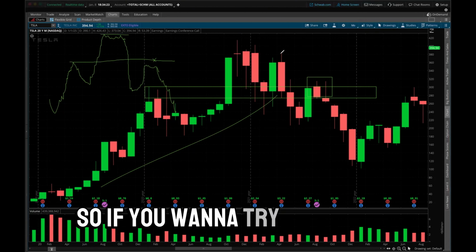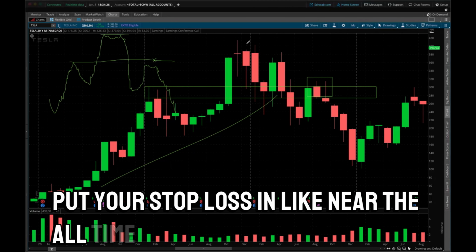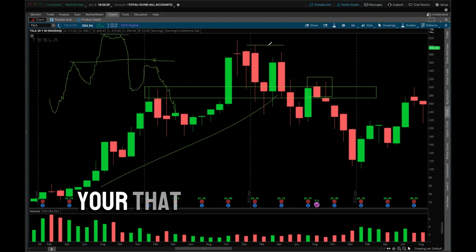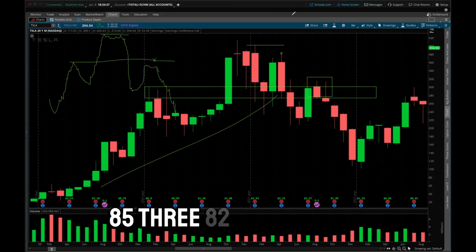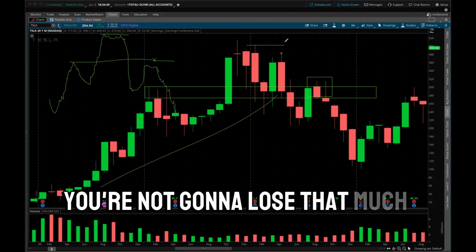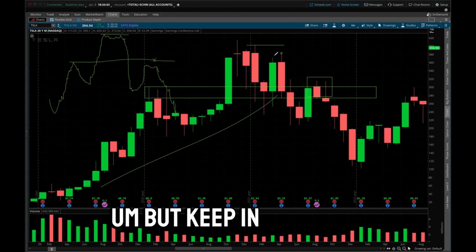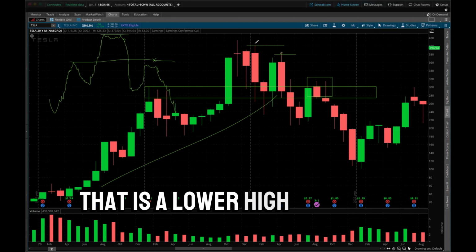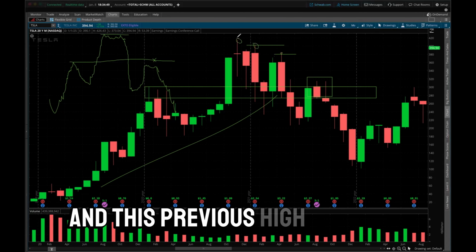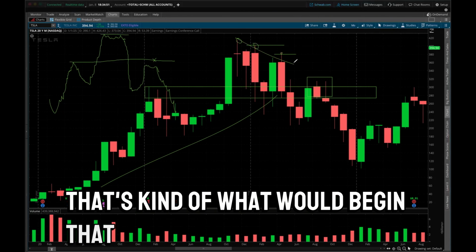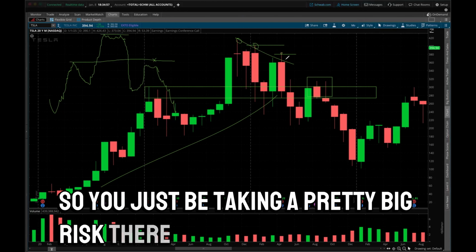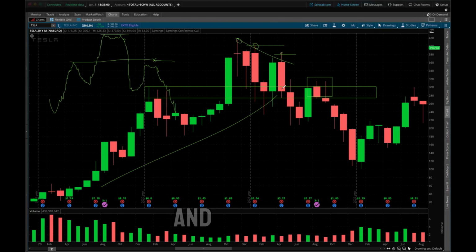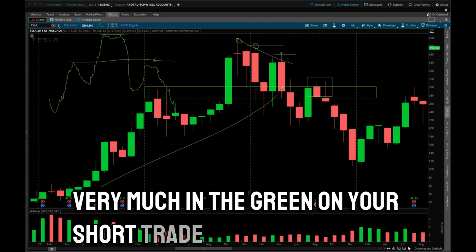It's risky. So if you want to try that trade, put your stop loss near the all-time high, right? That all-time high was at about 400, 420-ish almost. And the height of this move was peaking into the 385, 382s or so. So you're not going to lose that much when you go short there. But keep in mind that that is a lower high than this previous high and this previous high. So that's what would begin that downtrend, if there is a downtrend. So you'd be taking a pretty big risk there, and then your risk would be largely decreased, and you'd be very much in the green on your short trade.